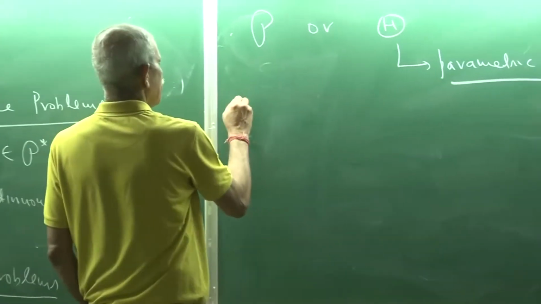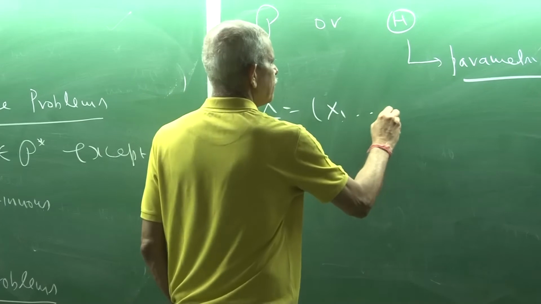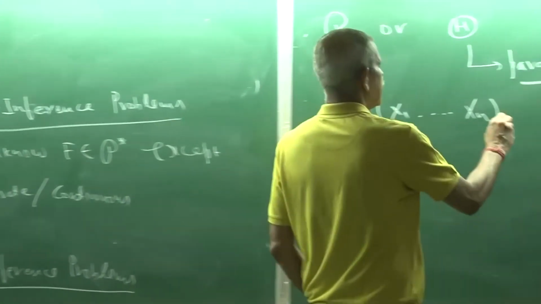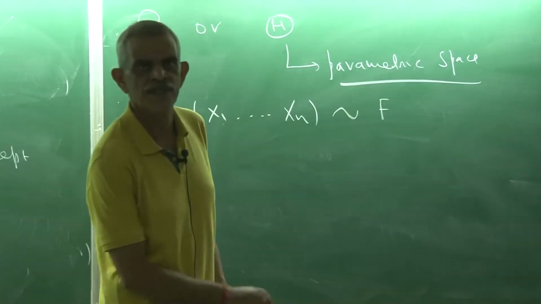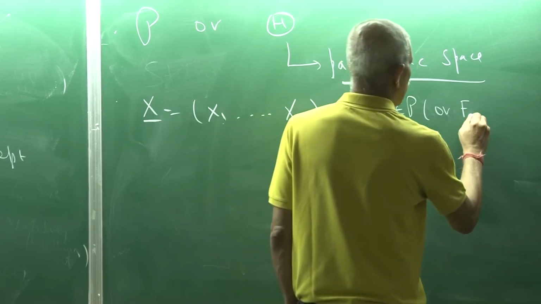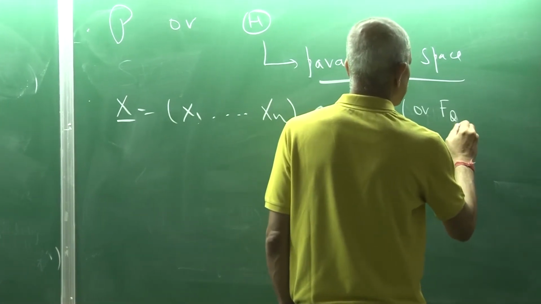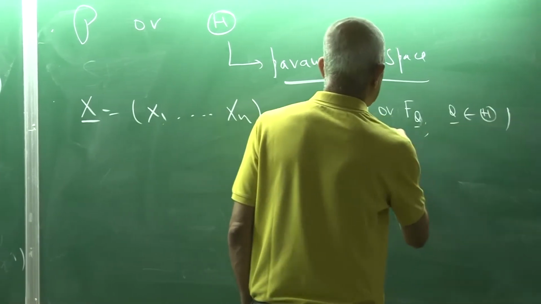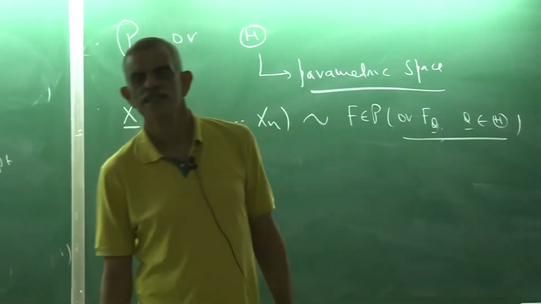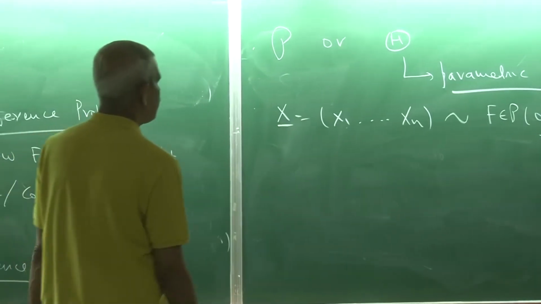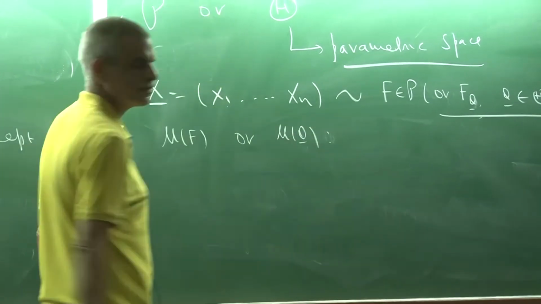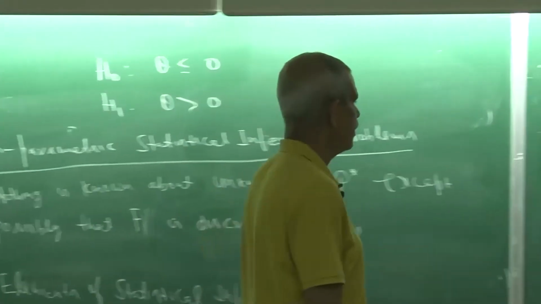Then I have data, x1, x2, xn. What I know is x1, x2, xn has a distribution function f, or f belonging to P, or f theta, theta belonging to capital theta. So this is the case in a parametric statistical inference problem. This is the situation in a non-parametric statistical inference problem. Then you have mu of f or mu of theta. This is a parameter of interest.